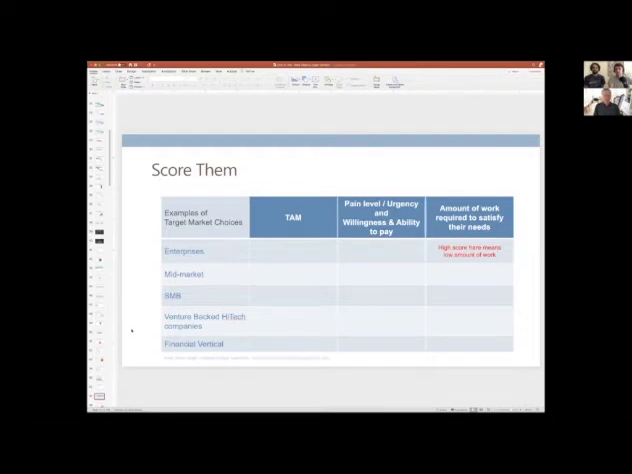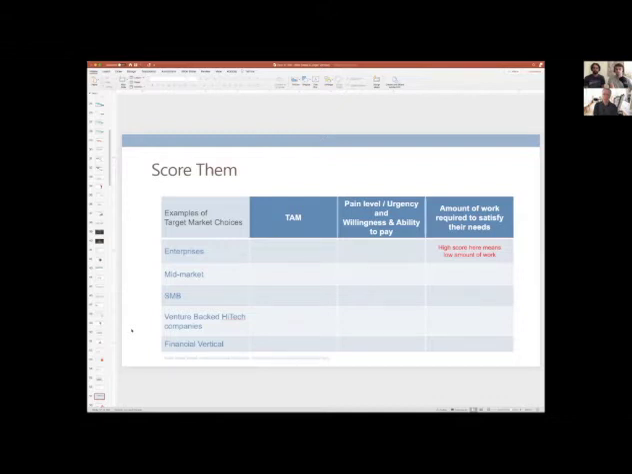So, I gave you some thoughts here. You might put down some ideas on which possible target markets you might want to go after. And here's a possibility on how to score them. So TAM is total available market. So you definitely want to chase big markets, not small markets.